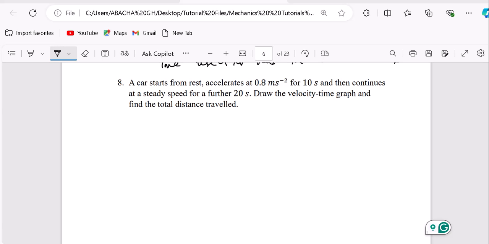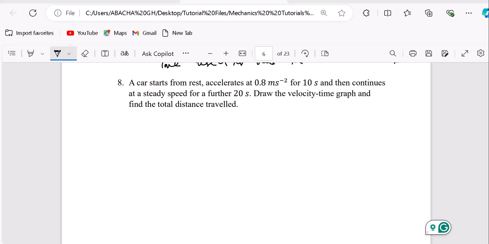I want to look at the next question, which says a car starts from rest, accelerates at 0.8 meters per second squared for 10 seconds, and then continues at a steady speed for a further 20 seconds. Draw the velocity time graph and find the total distance traveled.